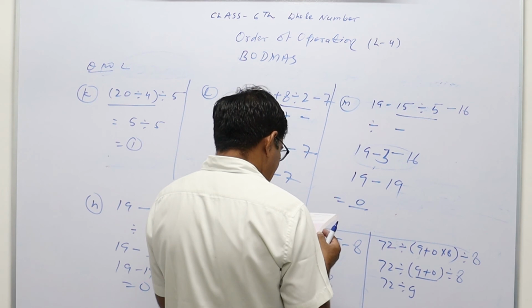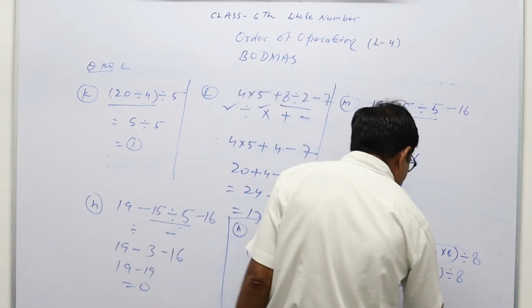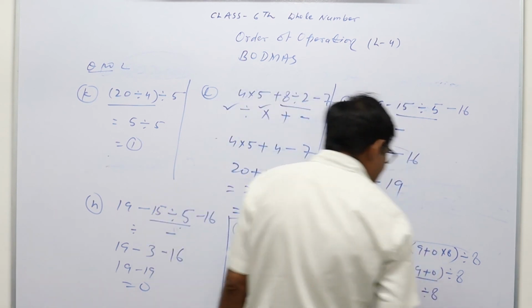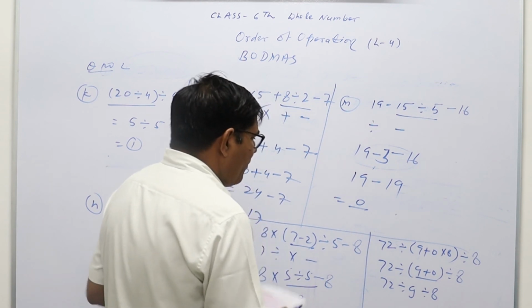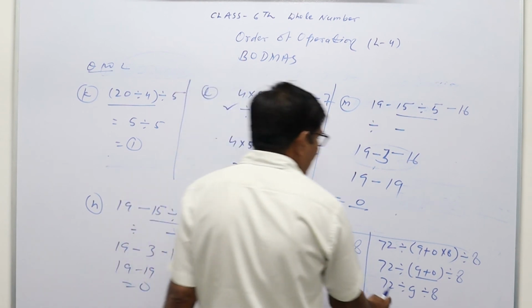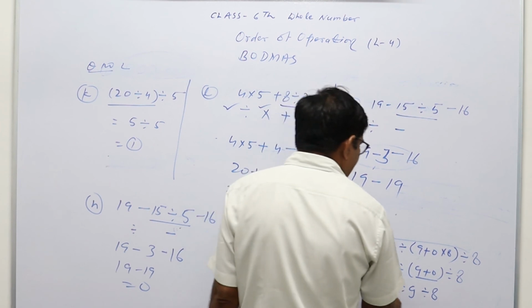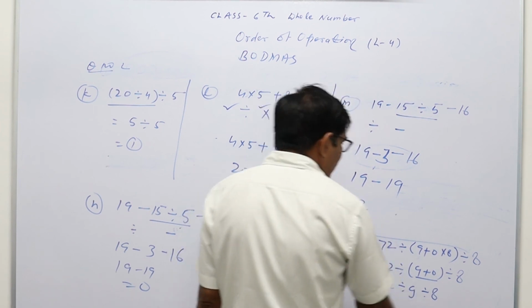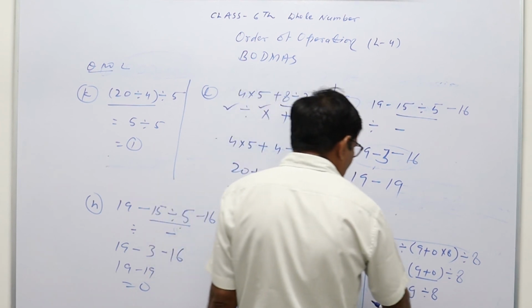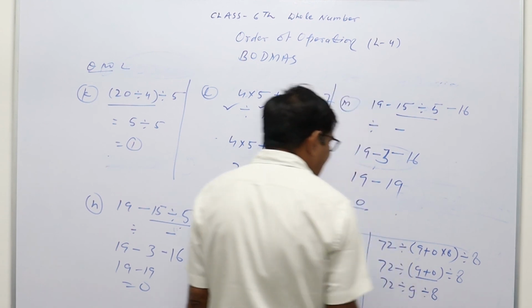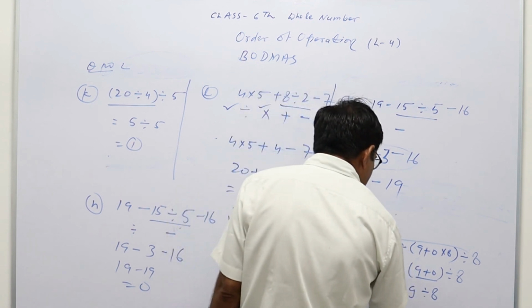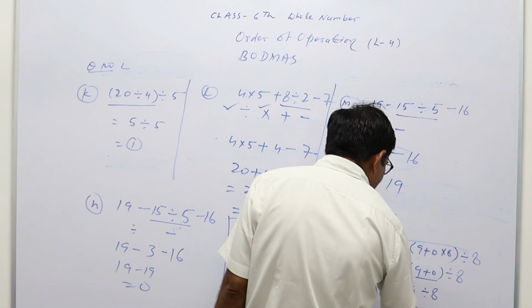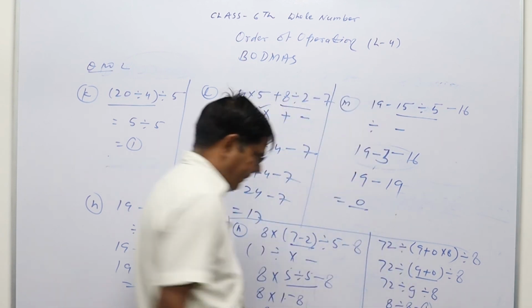Again divided by 8. So first we will divide from left side. So always we do the operation from left. So 72 divided by 9, it will be 8. Again 8 will be divided by 8. So it will be 1.